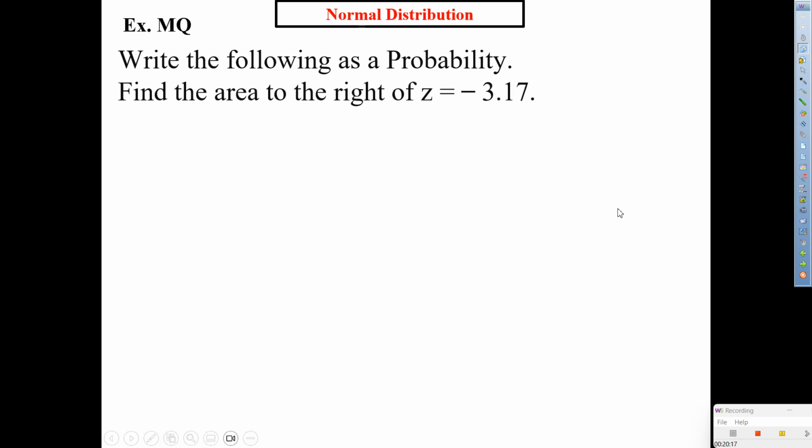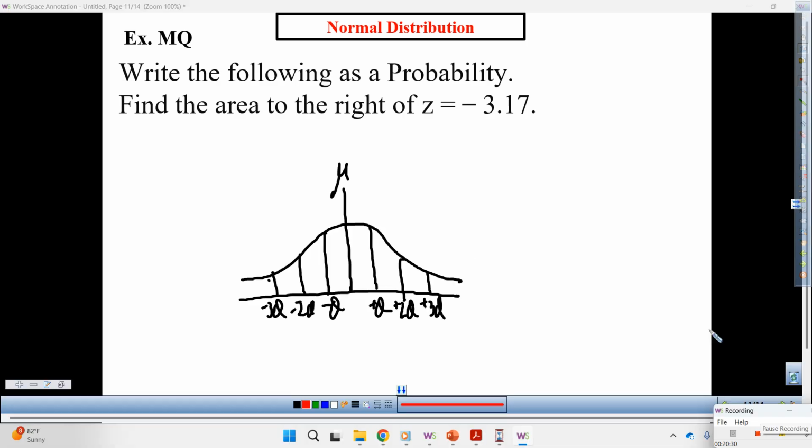Example negative Q. See if you can do that one completely by yourself. Write the following as a probability. Find the area to the right of Z negative 3.17. I'll give you a head start. Copy and here we go.